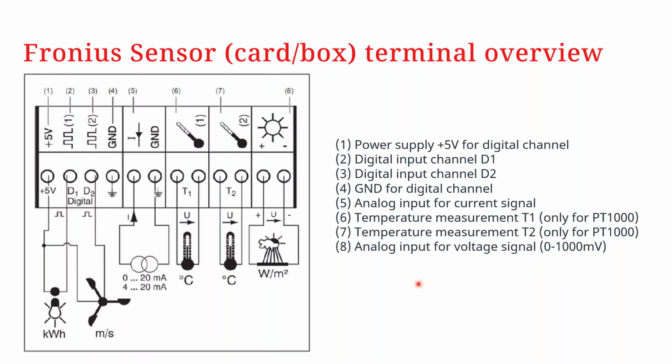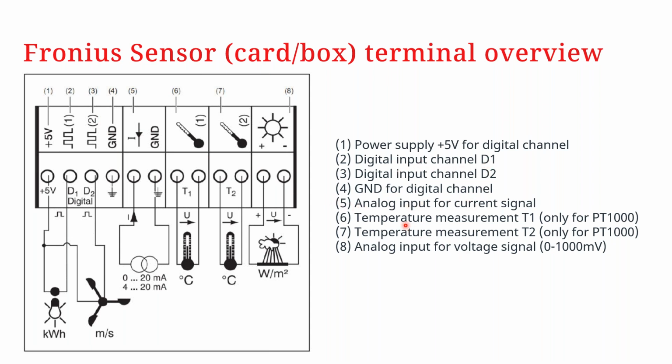In terms of the terminal overview of the sensor card or sensor box, it is very well labeled and you cannot make any mistakes. So we have terminal 1, for instance, would supply about 5 volts. This is a digital channel. Then 2 and 3 are also digital inputs for kilowatt hour or meters per second measurements, as we are going to see later. Then we have terminal 4 for ground connection for the digital connection 2 and 3.